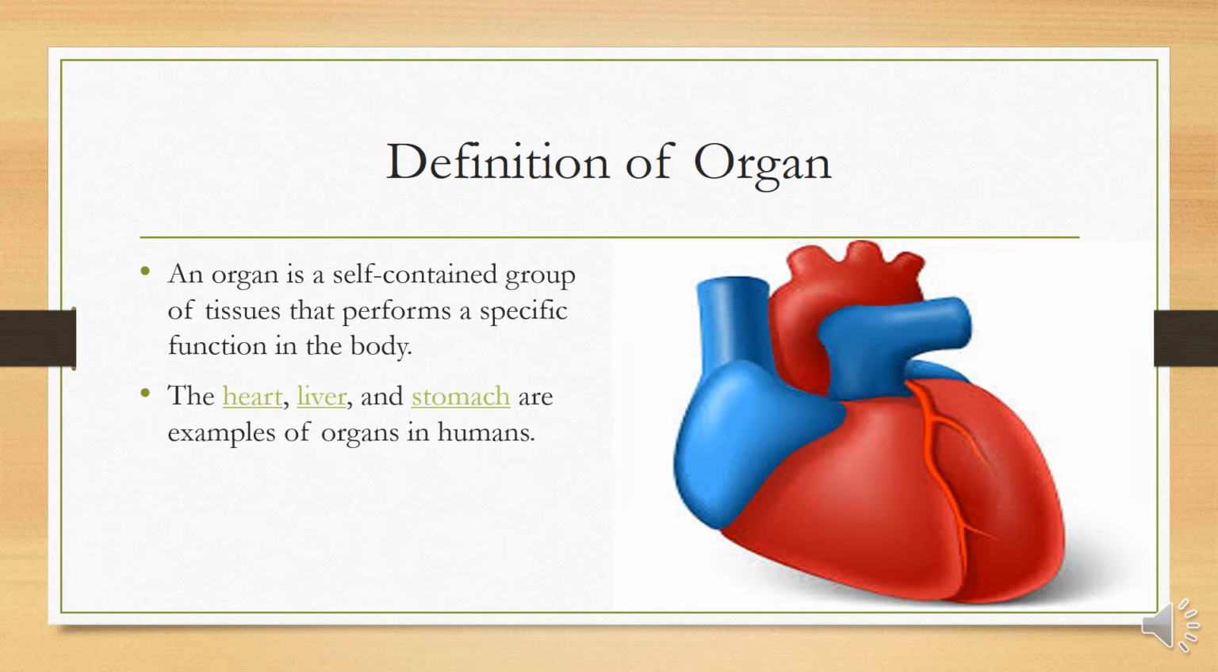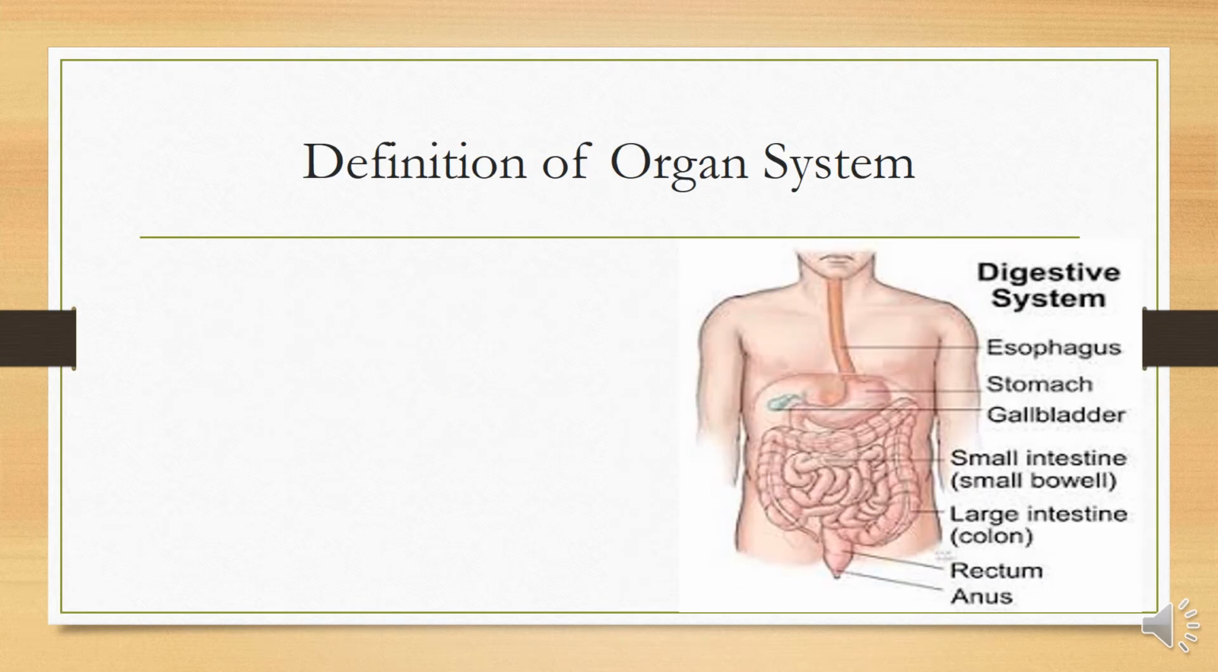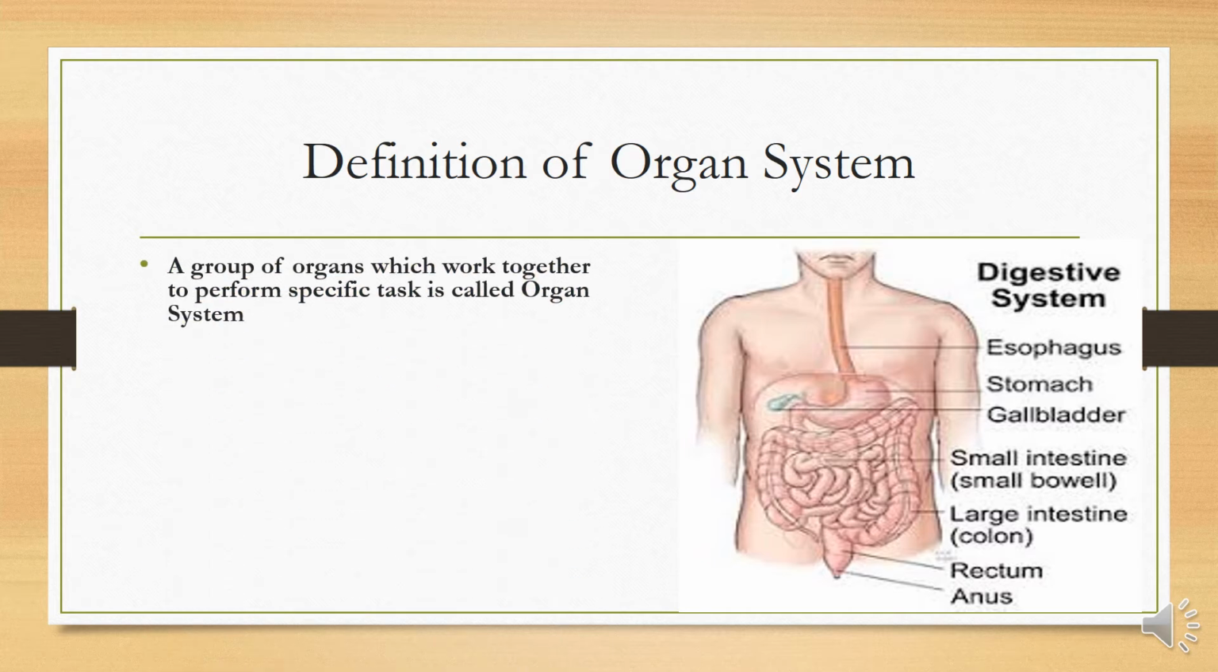So the main organs in the animal or human systems are the heart, liver, and stomach. These are 3 examples of organs in the human body. Now, the definition of organ system. A group of organs. As we said, a group of tissues combine to form organs, and a group of organs which work together to perform a specific task is called an organ system.